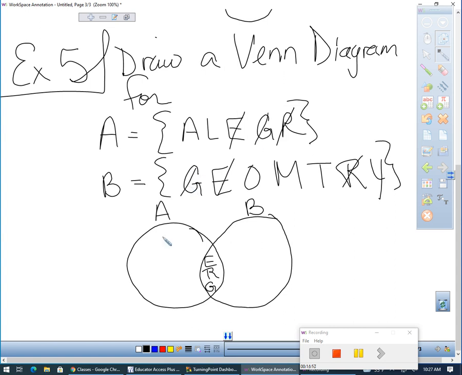In the left-hand side, in this part of the circle, we're going to put everything left from set A, which is just A and L. Over here, we're going to put everything left from set B, which is O, M, T, and Y. That's our Venn diagram that represents these sets.